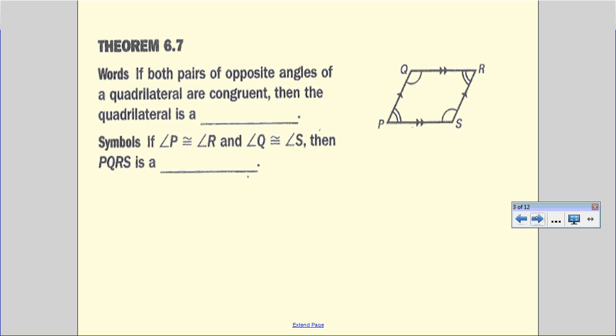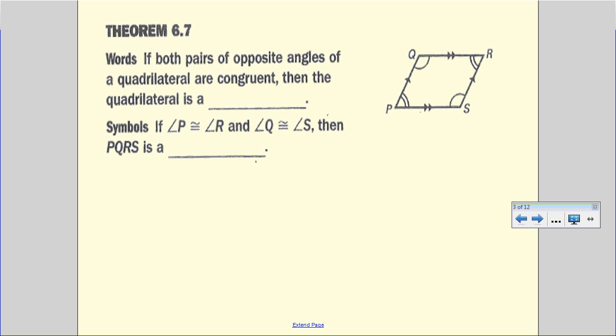They now throw another property at us, this theorem 6.7. If both pairs of opposite angles of a quadrilateral are congruent, so we have opposite angles congruent, then the quadrilateral is a parallelogram. A parallelogram, ladies and gentlemen, is this beginning quadrilateral. That's kind of the basis.